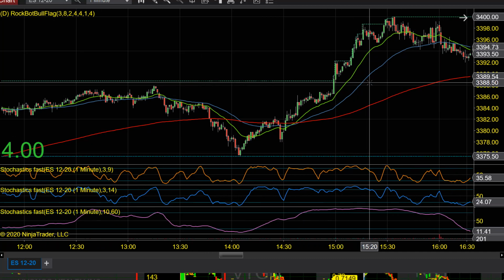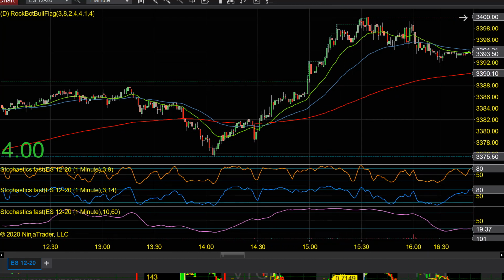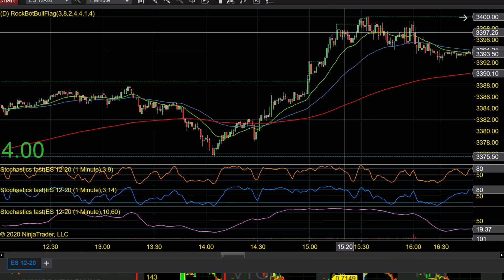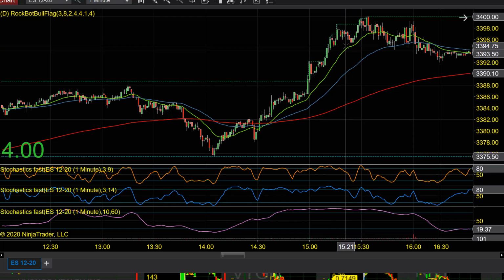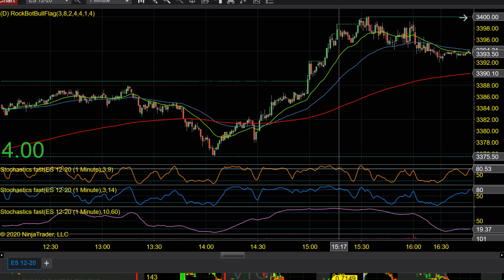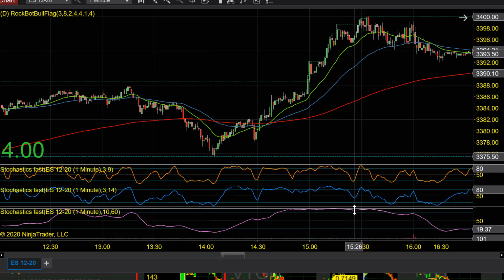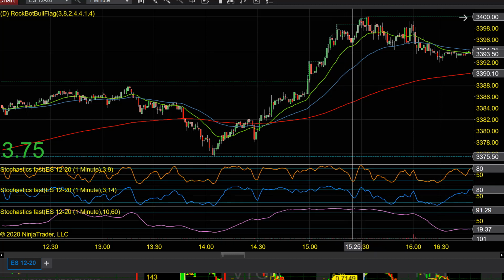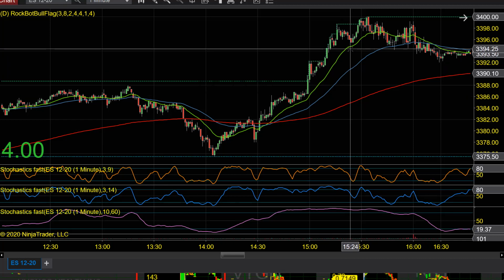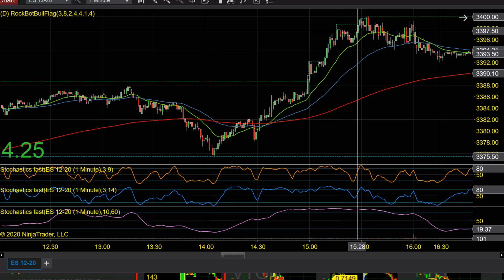Same thing here. Here's a good example of one. Nice move up, the pullback, and look at the pullback here to the 20. This pulls back down to the 20. The stochastics here at 91. That's an extreme bull flag right there. That's a 2020 bull flag right here. It's one of the stronger ones, and there's your move.